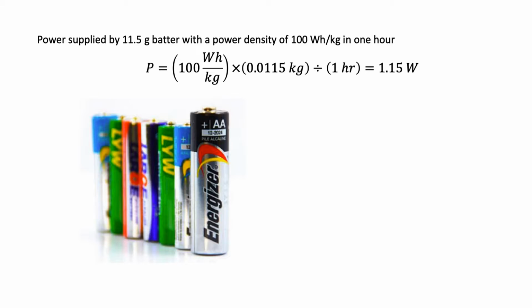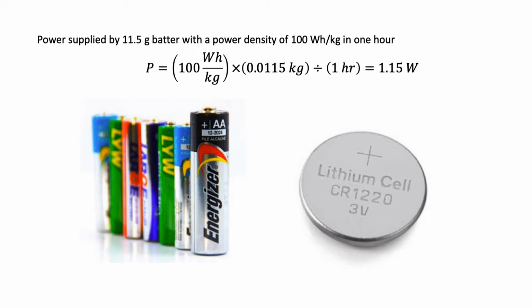Another type of non-rechargeable battery is a lithium cell. Lithium and silver oxide are the electrolytic substances that are used. It can provide a voltage of 3 volts and a much higher power density of 270 watt-hour per kilogram compared to alkaline batteries. Because of this, lithium cell batteries can be made much smaller than alkaline batteries. This makes lithium batteries ideal for smaller devices, such as a watch or a laser pointer.